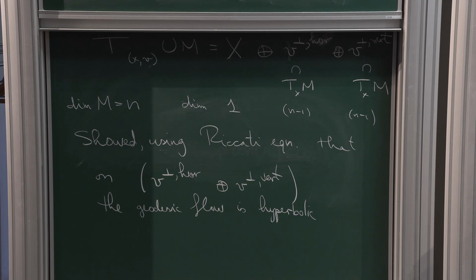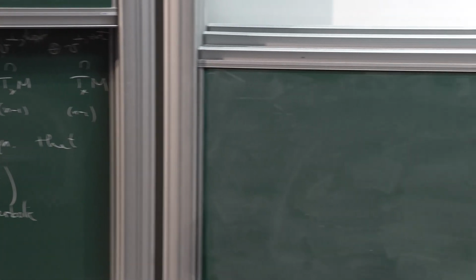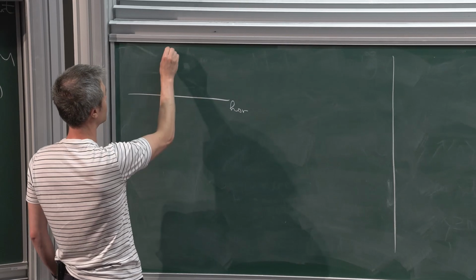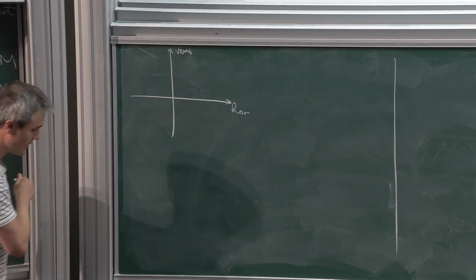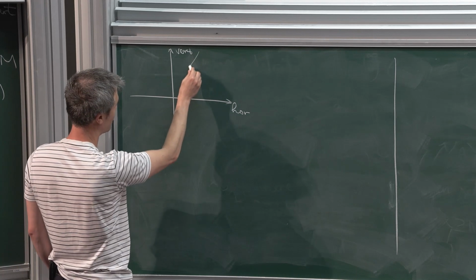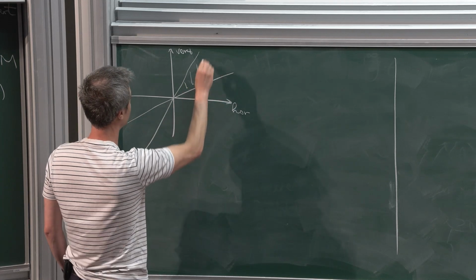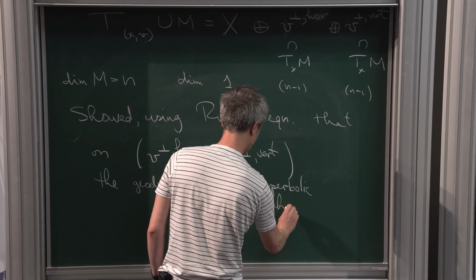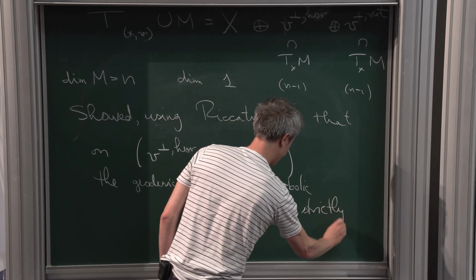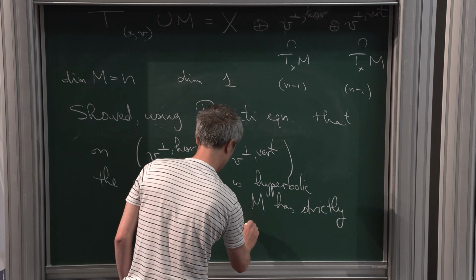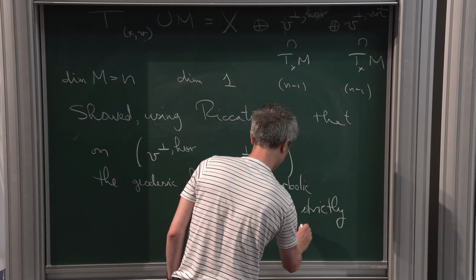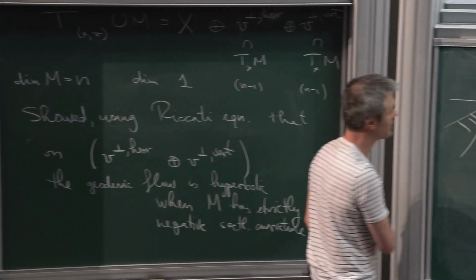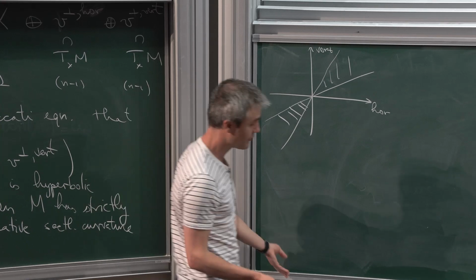So what I mean by that is, roughly speaking, if this is the horizontal direction and this was the vertical direction, then using the Riccati equation, we constructed this kind of open set. So this should be when M has strictly negative sectional curvature. So we constructed these cones, which depended on how negative or not your curvature was.